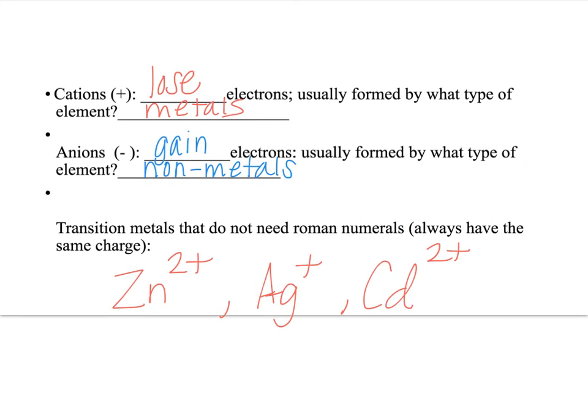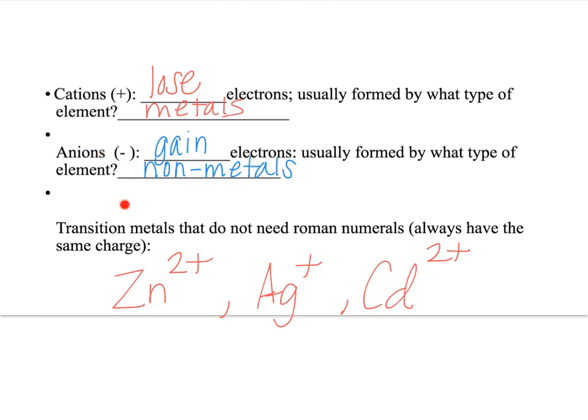All right, last questions. Remember that cations always lose electrons. That's why they're positive. Cations are positive. They are formed by metals. The metals always lose electrons. They will never gain. They will never share. Okay. The anions gain electrons, and they usually are formed by non-metals.